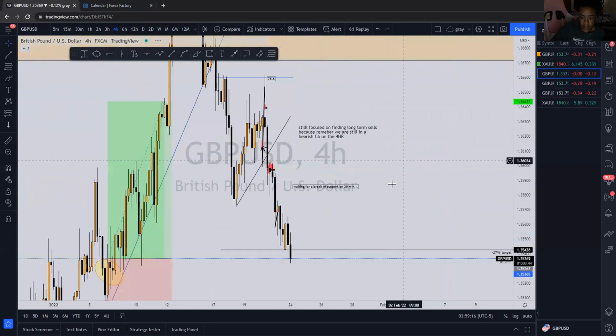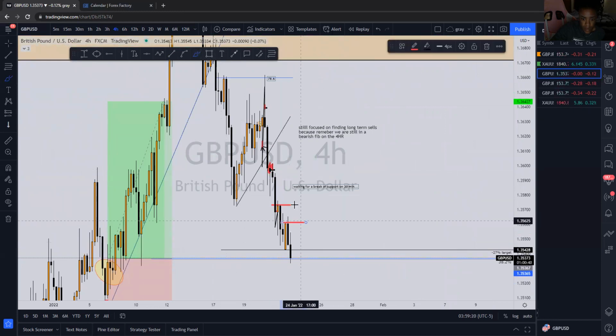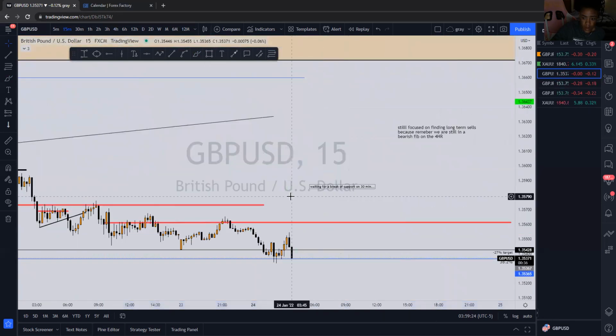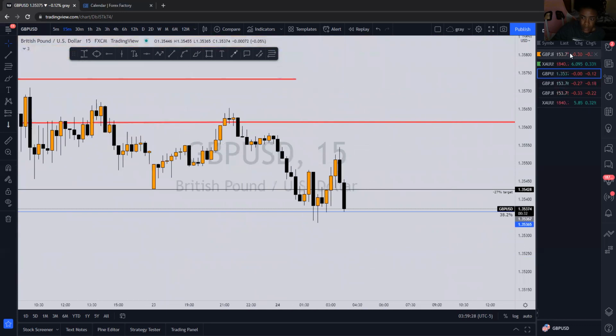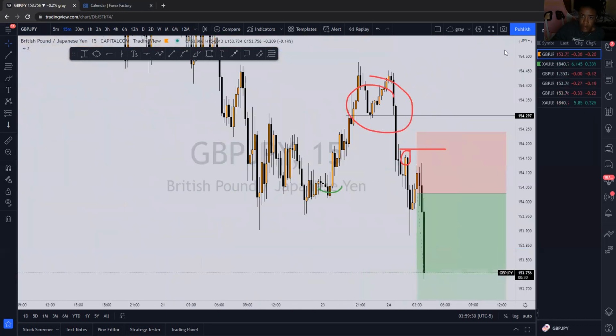GU is the same thing. You have these lower highs being maintained. So the only thing you would be looking for is the break of support on the 30 or 15 minute, but I'm not trading this because GU was a cleaner setup.